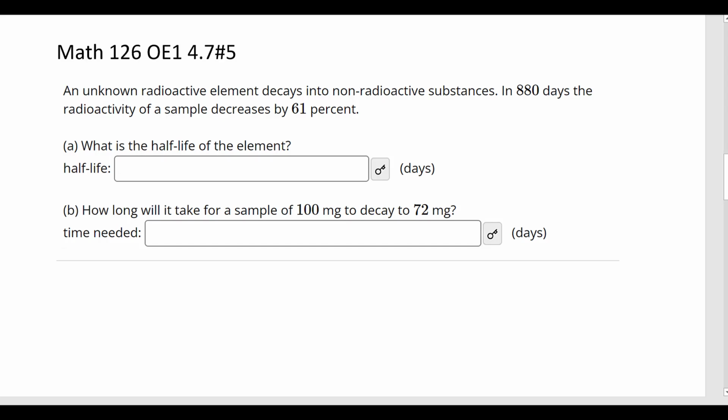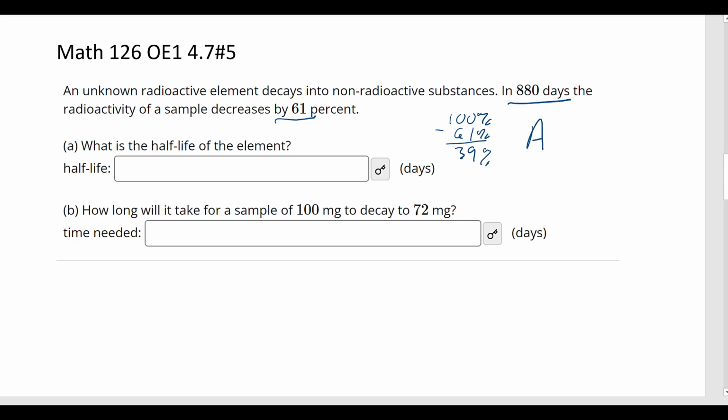Okay, this problem is from 4.7 number 5. An unknown radioactive element decays into non-radioactive substances. In 880 days, this is the tricky part, 880 days, the radioactivity of the sample is decreased by 61%. So out of 100%, 61 is gone, so 39% is still there.